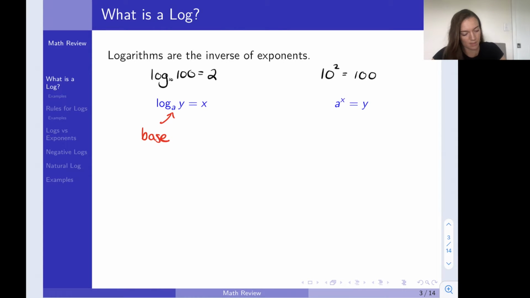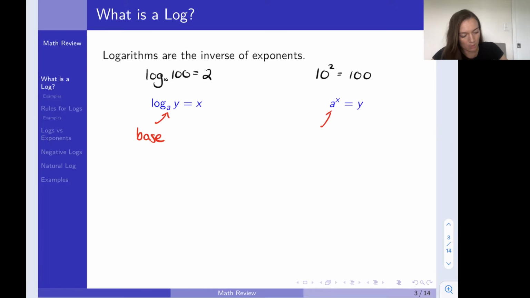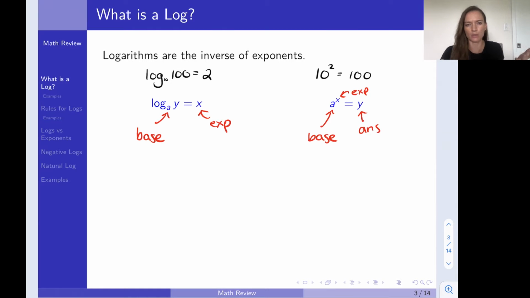So logs, as I mentioned, we have our base. So a here is the base. Just like with exponents, we have our base, and then we have the exponent here. So x in this case would be the exponent. And now this isn't a technical term, but I always thought of this part as my answer, because most of us are more familiar with the exponential form of equations. So I always think of the right-hand side here as my answer.